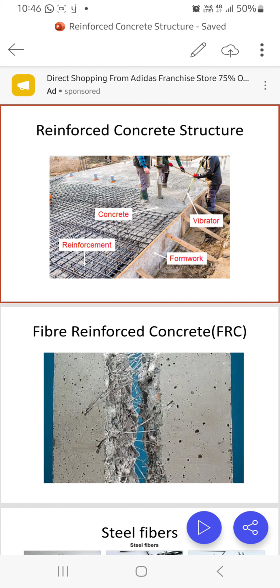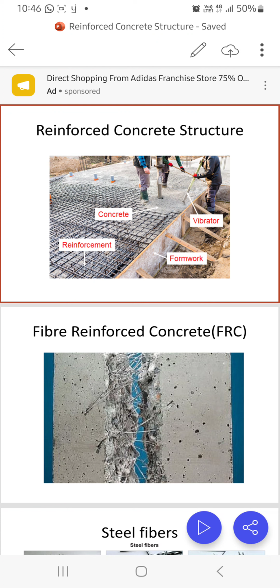Okay, now the next composite structure is the FRC, that is fiber reinforced concrete. So here in this composite structure, we are using the fibers with a reinforcement. Okay, that means in the concrete we are using a composition of fibers, small types of fibers, and then the concrete. So this is a composition of the fibers and the reinforcement. So we can use different types of fibers in these concrete structures.